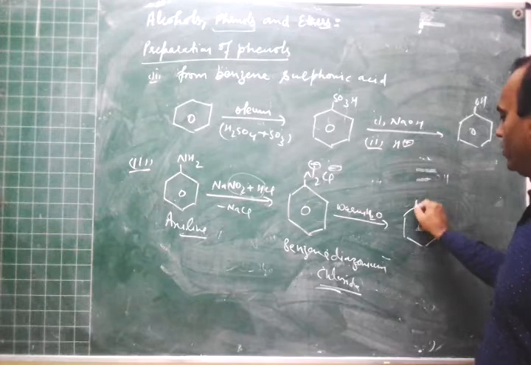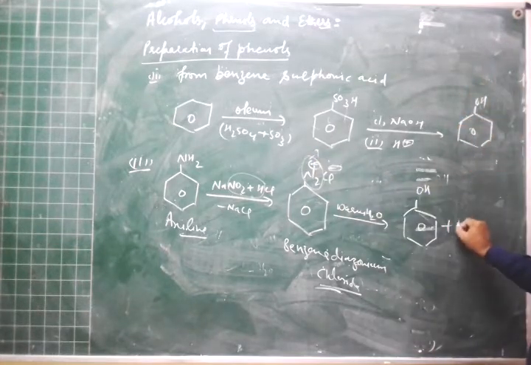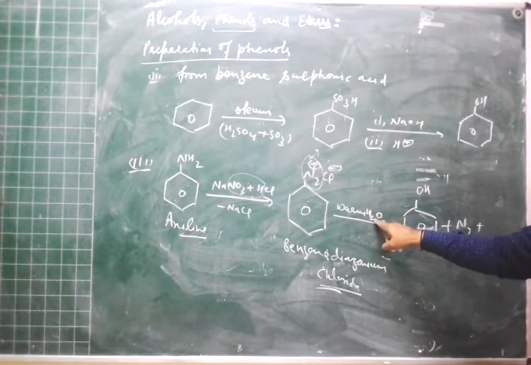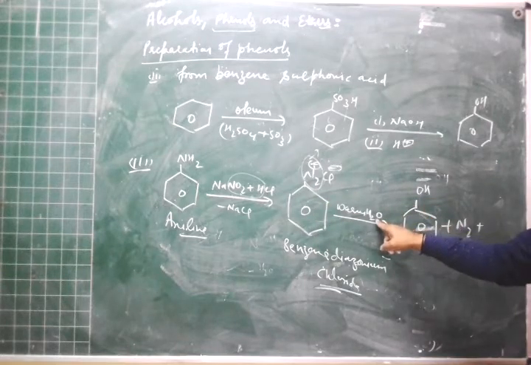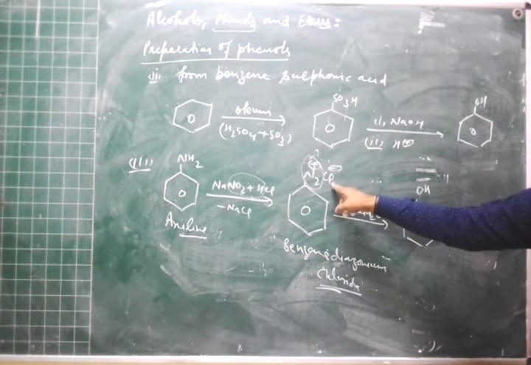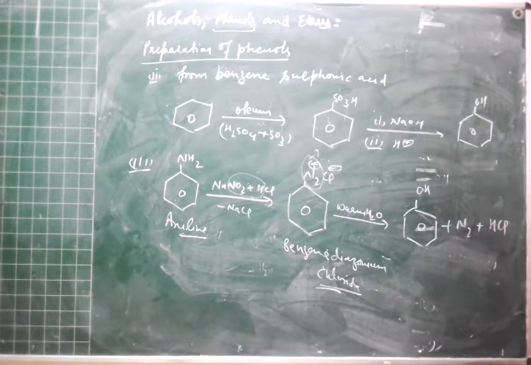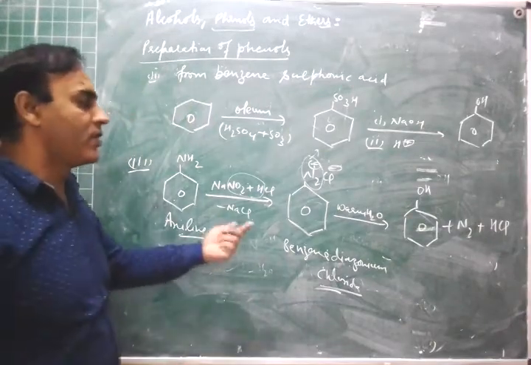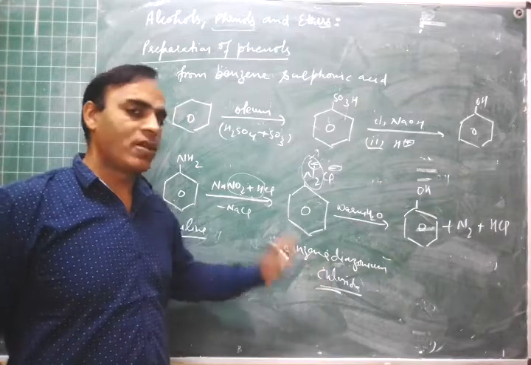This will give phenol. Remove N2, that is nitrogen gas, from here. Now OH negative ion of water comes here to form phenol and H plus is left. Now H plus will react with this Cl negative ion, so they join to form HCl. So this is the formation of phenol from aniline, or you can say from benzene diazonium chloride.